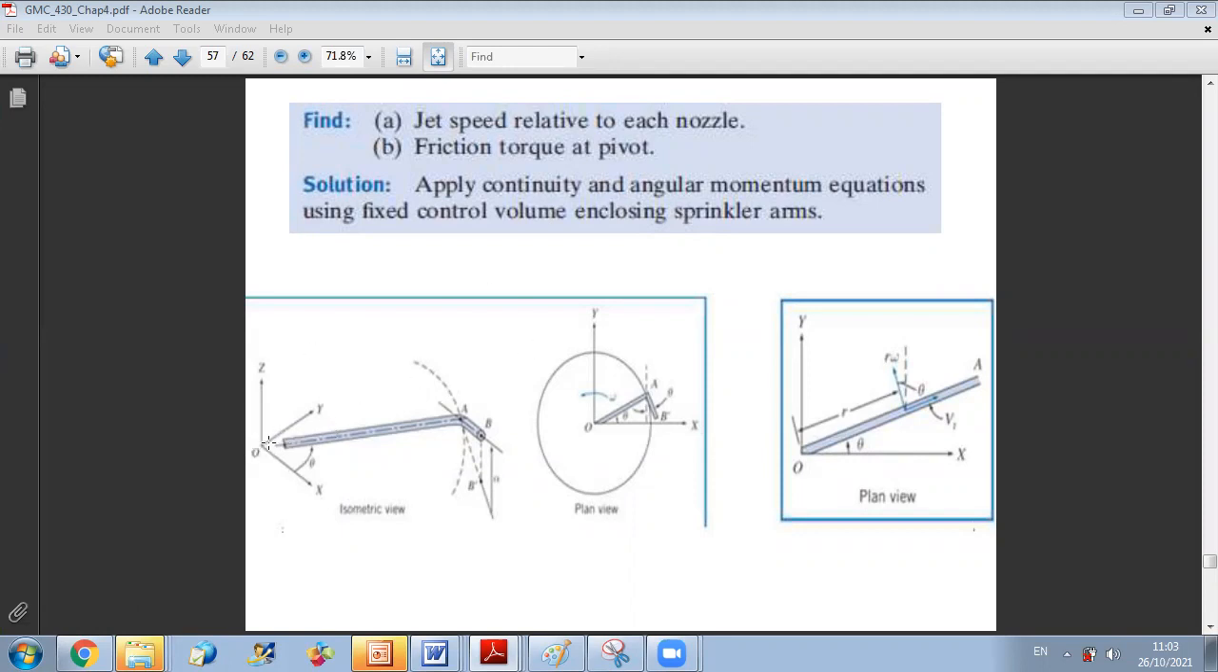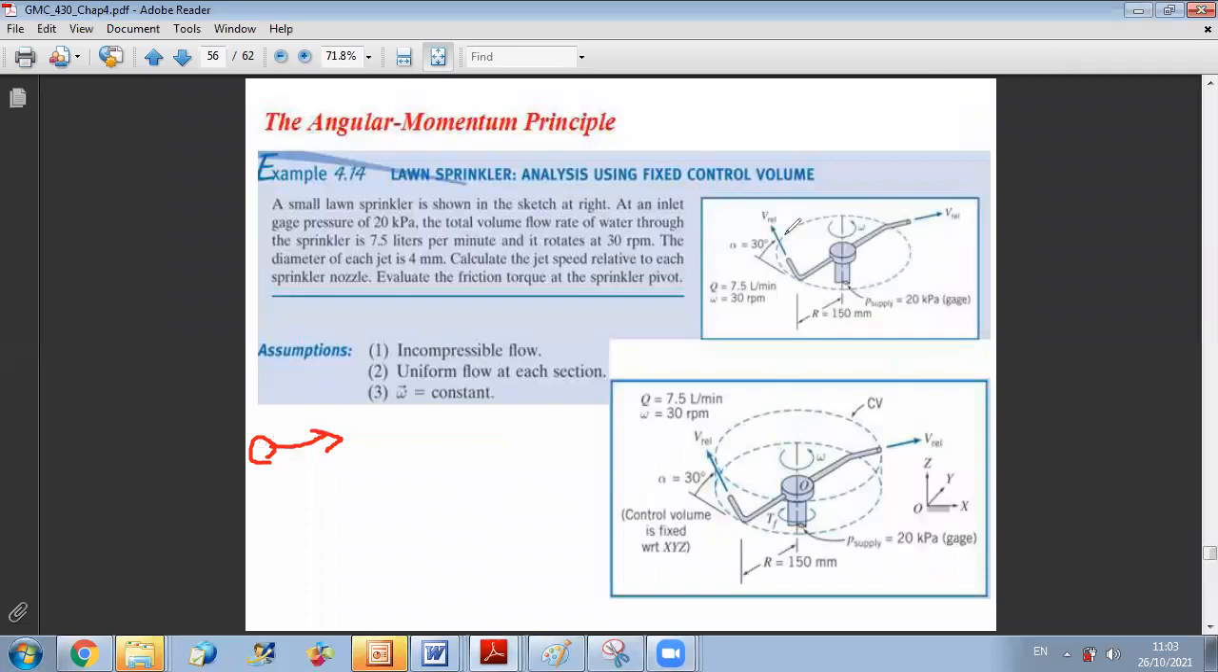So at the inlet, the line will be along this direction, along OA, so it will not be able to produce any moment about O. Okay, so the angular momentum of the inlet is 0. So we just have the angular momentum at the outlet. Because if you go back to the figure of the system, the flow is coming from here. So if we look at this figure, this is the inlet.